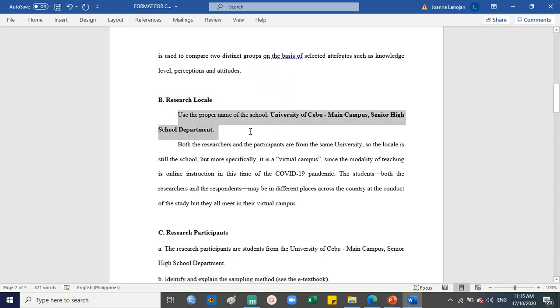Use the proper name of the school. It's not University of Cebu Pri. It's University of Cebu - Main Campus Senior High School Department. There's no comma. It's fine like that.